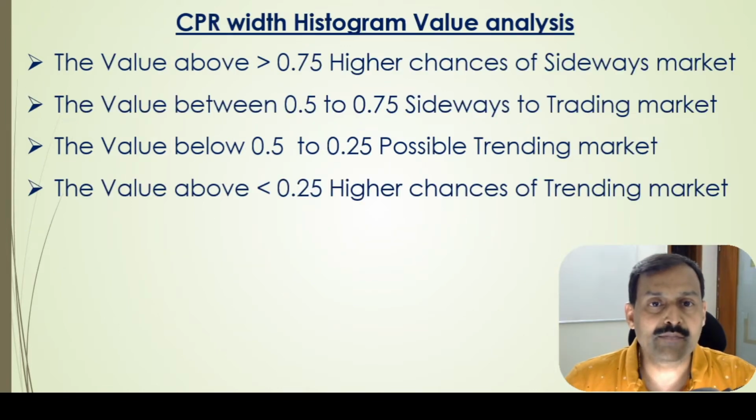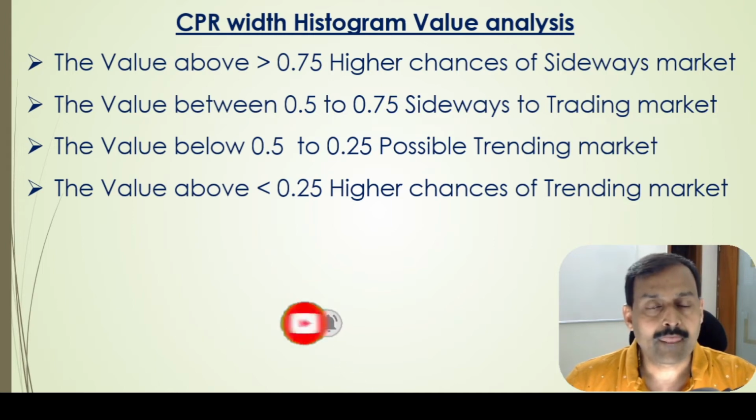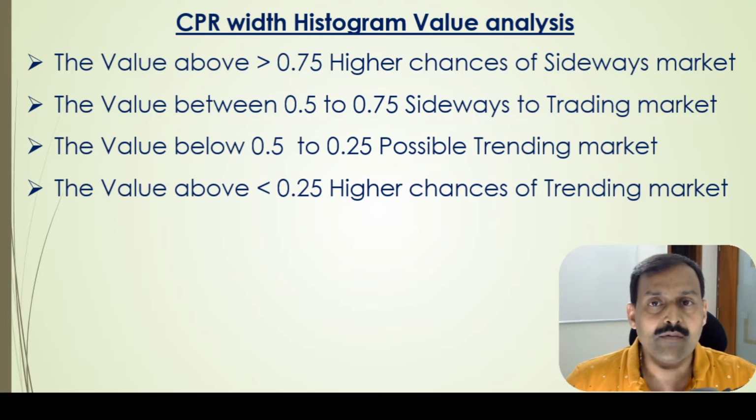Here is how we interpret the CPR width histogram values. As I mentioned, the histogram range is from 0 to 1, 0.5 being the midline. Any value above 0.5 towards 1 indicates a wider CPR. Any value from 0.5 towards 0 indicates a narrow CPR. Now, a value between 0.5 and 0.75 indicates a slightly wider CPR, and it is probably going to be a sideways to trading market.